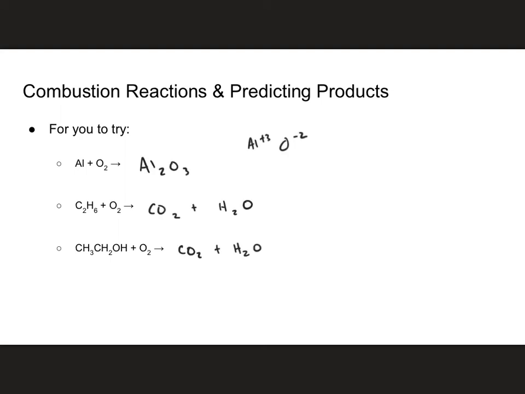Okay, so the first one there is the combustion of aluminum. So aluminum plus O2, aluminum forms a +3 charge, oxide is -2, so the metal oxide here is Al2O3. The second one, C2H6, that's a hydrocarbon plus oxygen. We should get carbon dioxide and water. This final one here, CH3CH2OH plus O2, this is ethanol. This is the formula for the type of alcohol that's in adult beverages. Plus O2, burning that gives you carbon dioxide and water. It doesn't matter that there's oxygen here. This still has carbon and hydrogen in it, so this would be the product we would get.